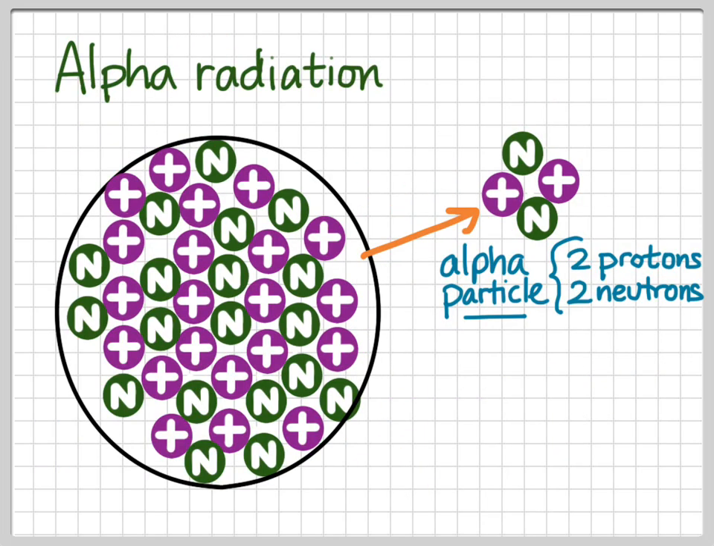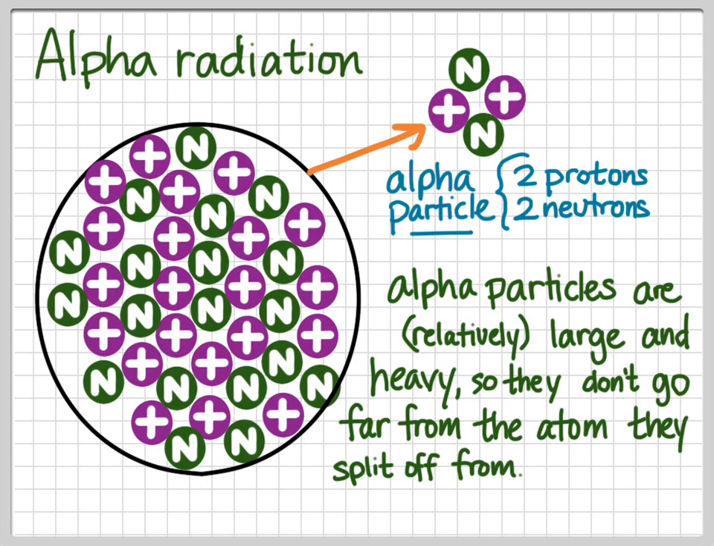So in alpha radiation, a big, unstable nucleus sheds what we call an alpha particle. And an alpha particle is made up of 2 protons and 2 neutrons. Now, because alpha particles are, for subatomic particles, relatively large and relatively heavy, they don't go very far from the atom that they split off of. They lose a lot of energy just in moving a short distance.